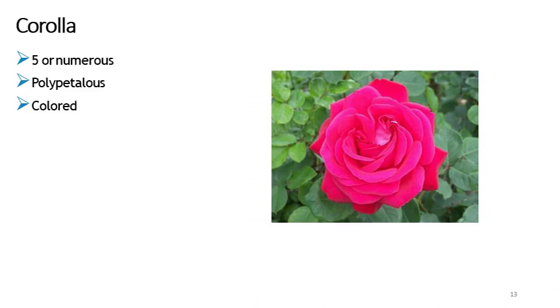The second whorl of the flower is the corolla that contains petals. So in the Rosaceae family, the number of petals is 5 or a multiple of 5. When we refer to a multiple of 5, it means it possesses numerous petals. All these petals in the Rosaceae family are polypetalous. It means the petals are free from one another. In this family, all the petals have very distinguished colors, and these colors are for the attraction of different insects that help in pollination.